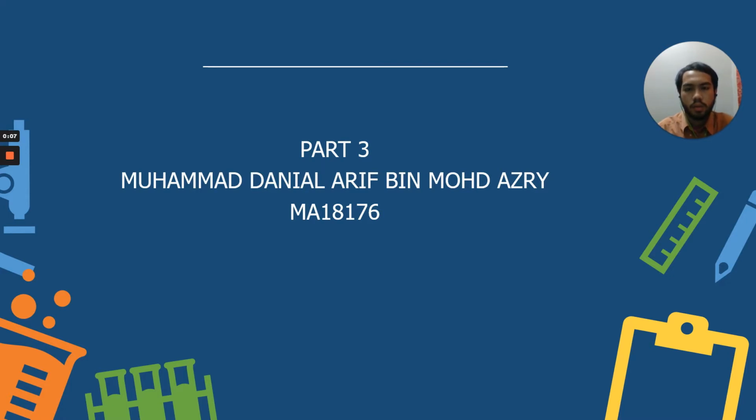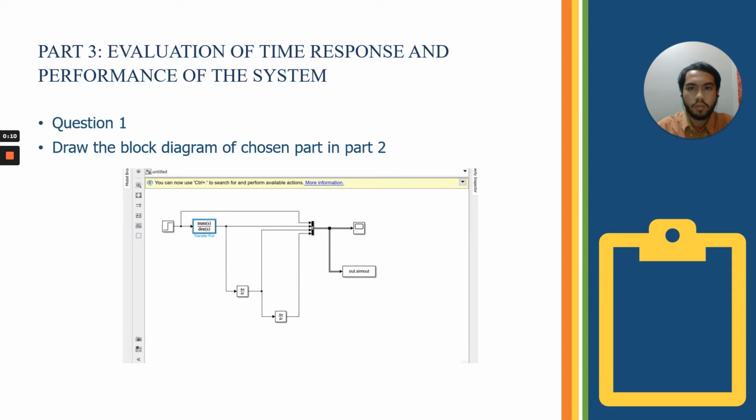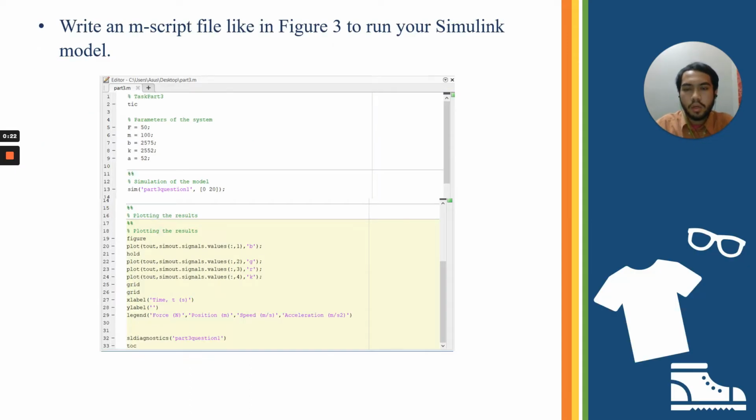So I want to present part 3, which is evaluation of time response and performance of the system. For question 1, we need to draw the block diagram from part 2. So this is the block diagram. After that, we need to write an M script file, such as in figure 3 in the example, to run our Simulink model. So this is our M script.